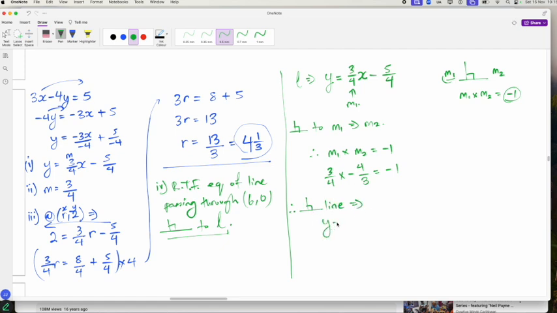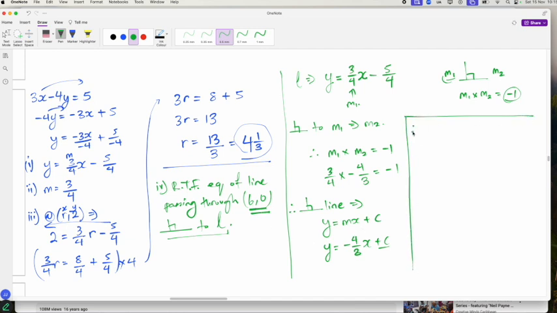Therefore, this perpendicular line implies y is equal to mx plus c. Y is equal to -4 over 3x plus c. Now I have to find c. How am I going to find c? Well, that is why they gave you this point. If you were asking why did they give us this point, this is why. They gave us that point to find c.